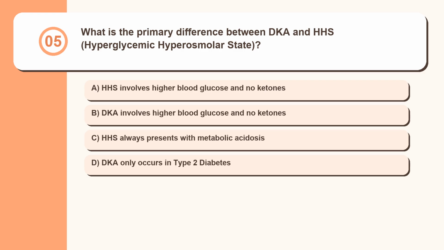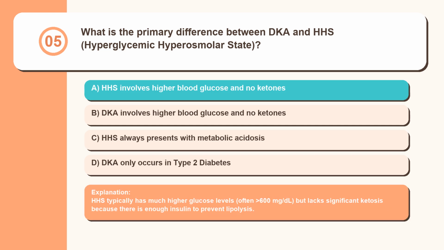Question 5. What is the primary difference between DKA and HHS, hyperglycemic hyperosmolar state? HHS involves higher blood glucose and no ketones. DKA involves higher blood glucose and no ketones. HHS always presents with metabolic acidosis. DKA only occurs in type 2 diabetes. HHS typically has much higher glucose levels, often greater than 600 mg/dL, but lacks significant ketosis because there is enough insulin to prevent lipolysis.